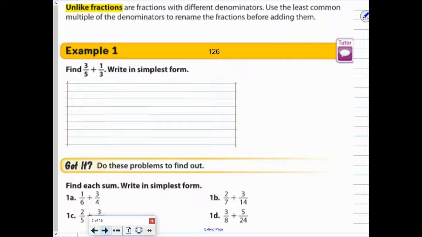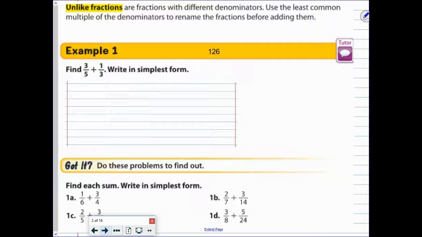The second question is, do my denominators have a common factor? Is there a number that divides equally into both of them? Well, 5 and 3 are both prime numbers, so the answer to that is, other than 1, no. There is not a number that divides equally into 5 and 3. So if that is the case, then the only way I can get the least common denominator is to take my two denominators and multiply them together. So my common denominator in this problem is going to be 15.